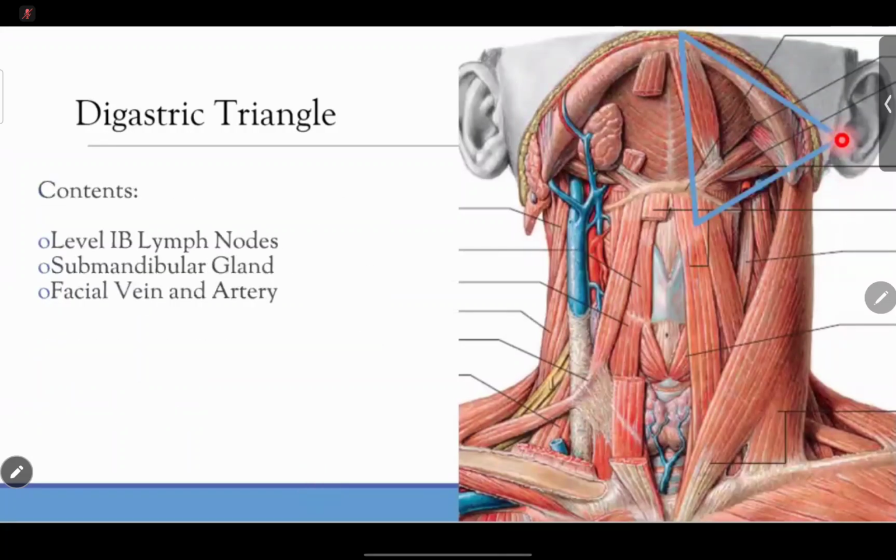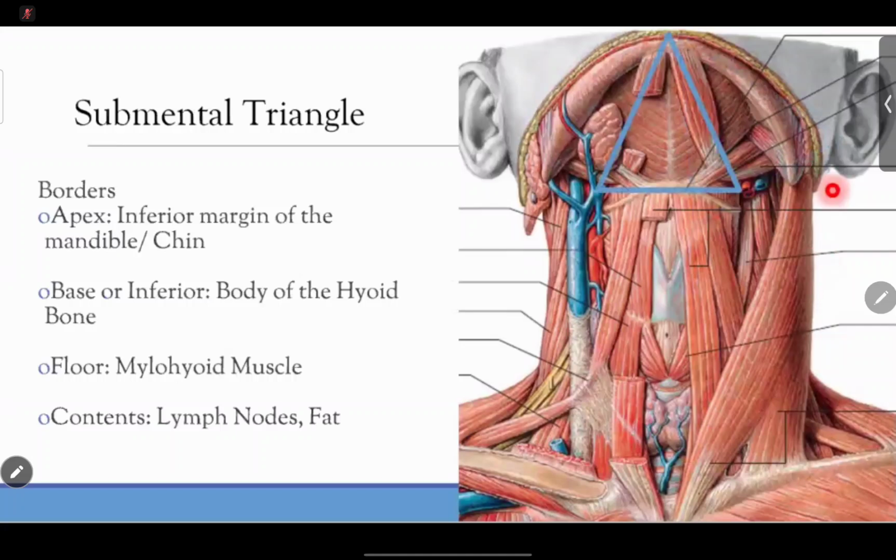Okay. So its contents would be, first, the different lymph nodes I mentioned, your level 1B lymph nodes. And then your submandibular gland. Actually, your digastric triangle is also called your submandibular triangle. And then your facial vein and your facial artery are also found in that triangle.